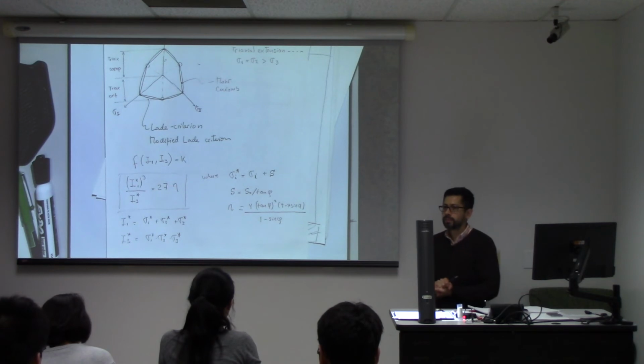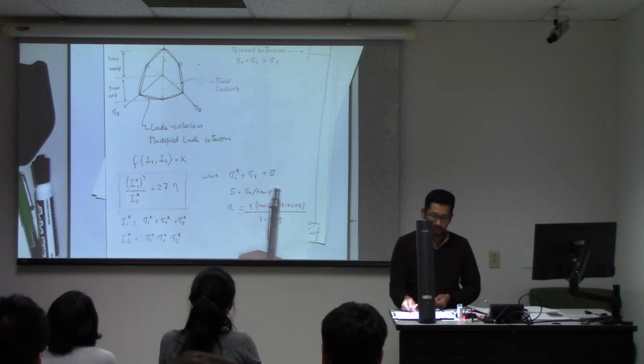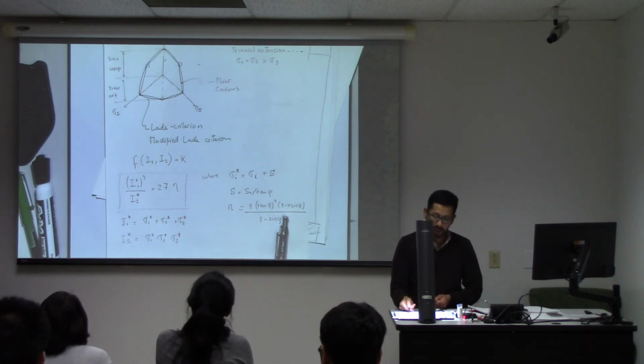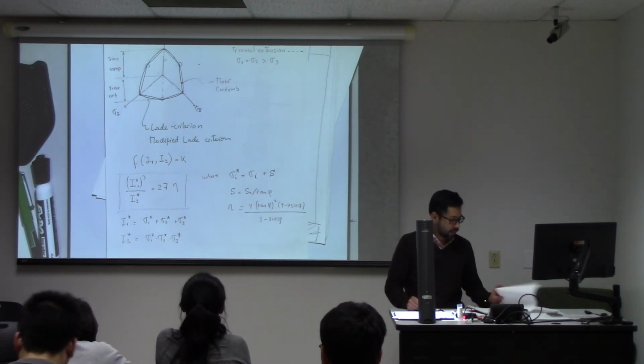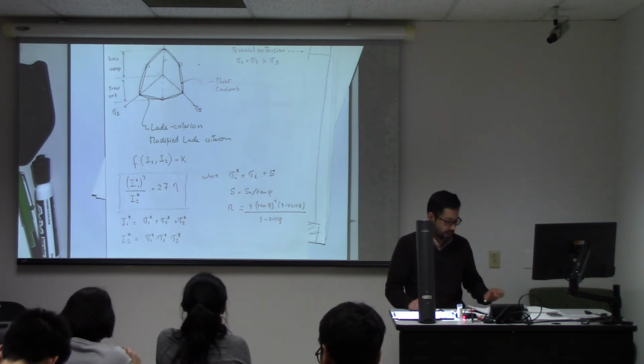Any question? Yes, John. Is that 9 minus 7 sine phi? It's 9 minus 7. Yeah, this is a 9. This is a 9. Let me double check. Yeah, it's a 9.